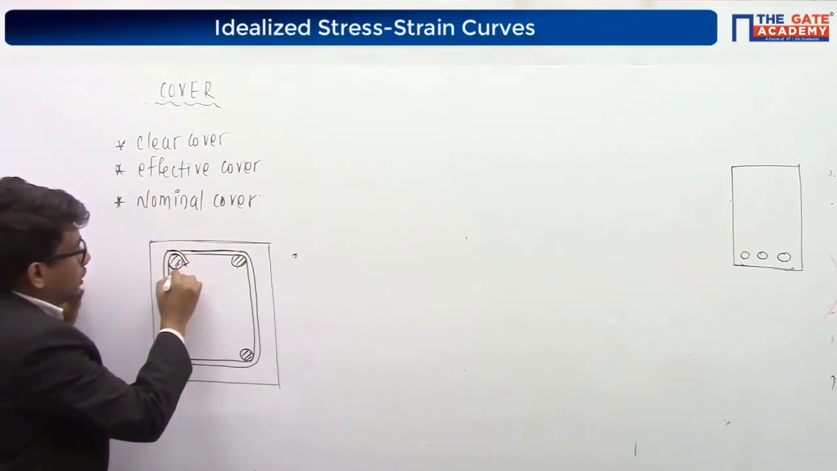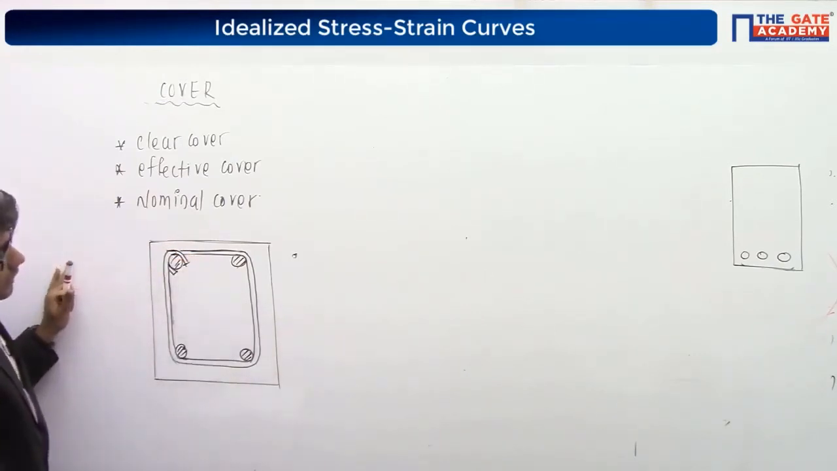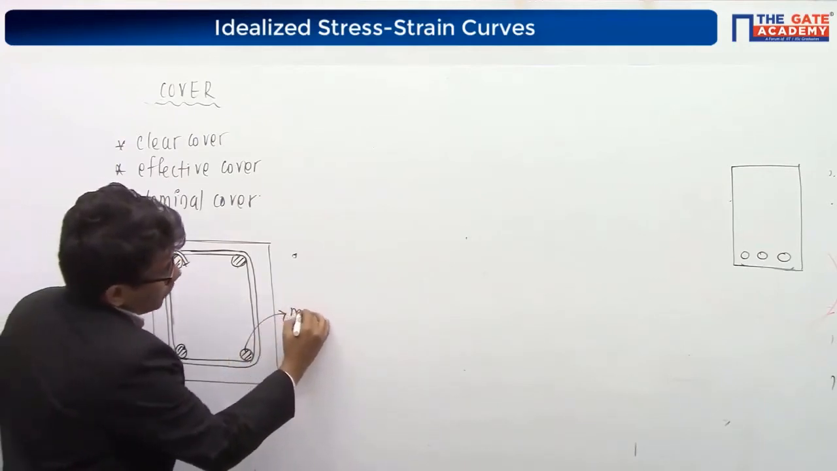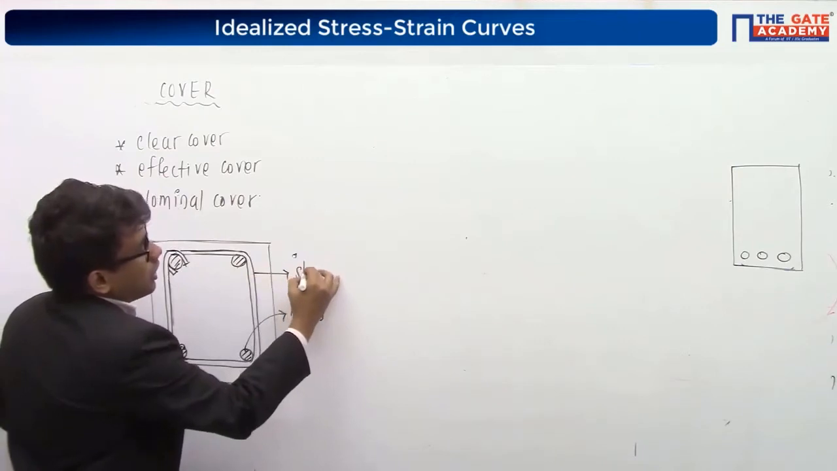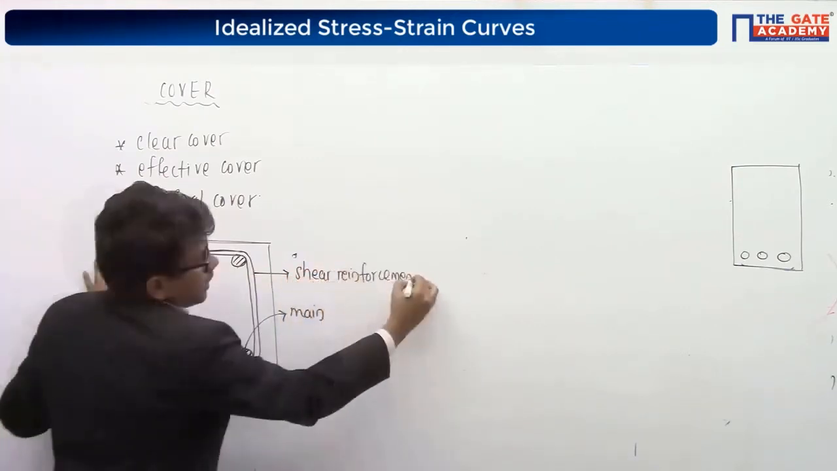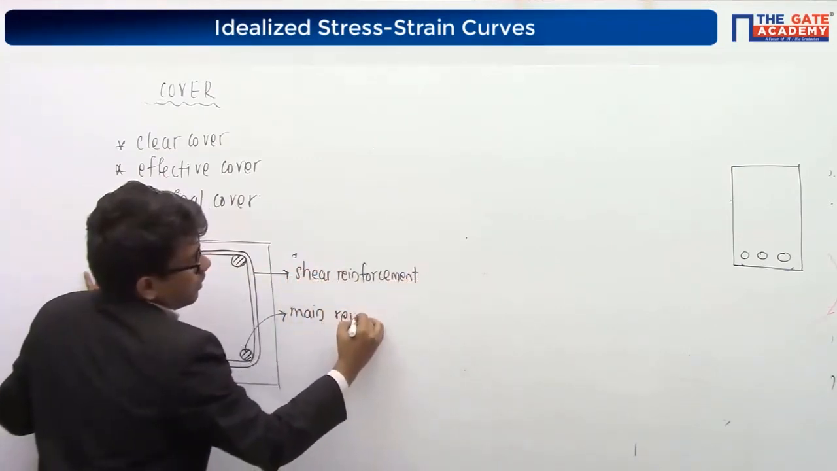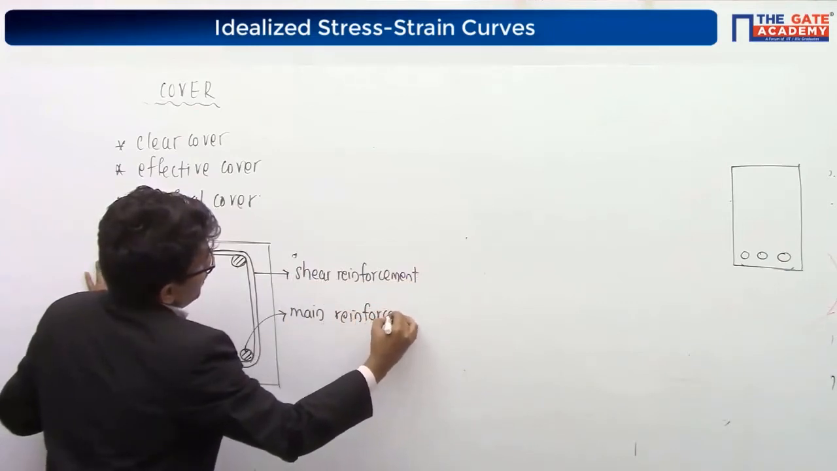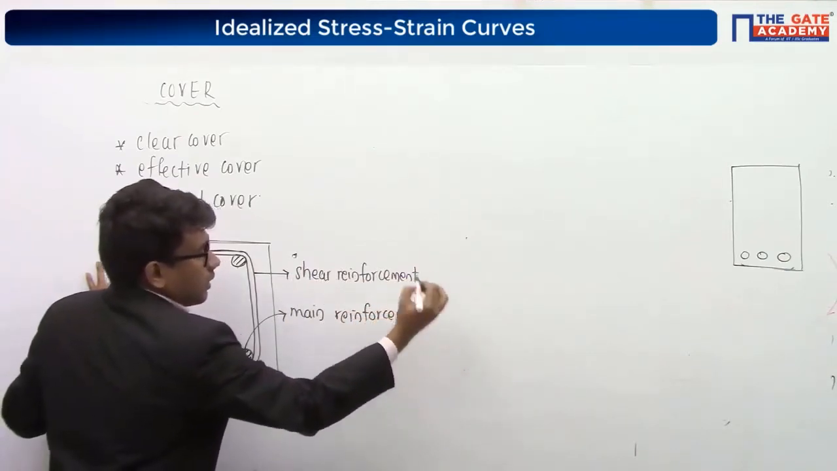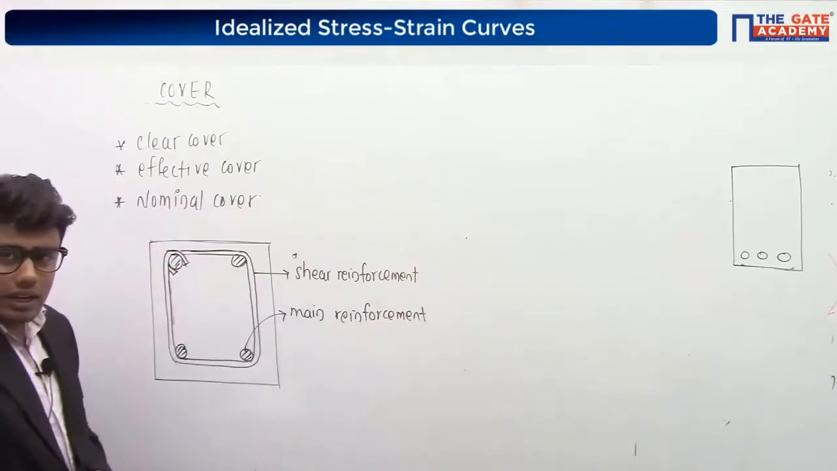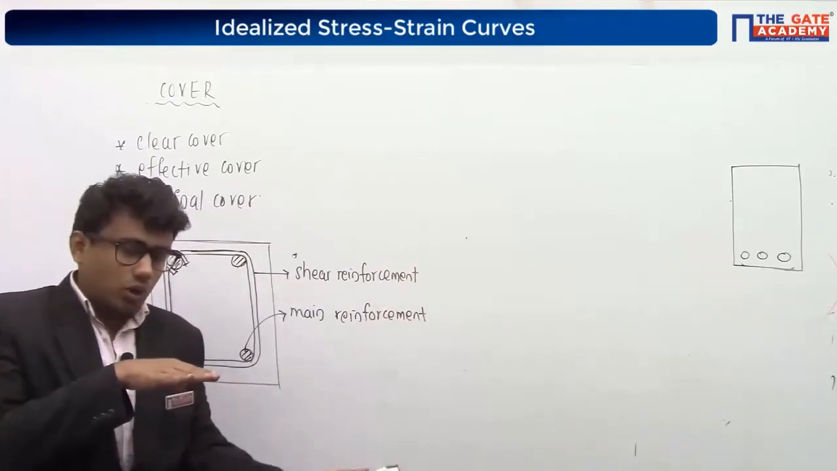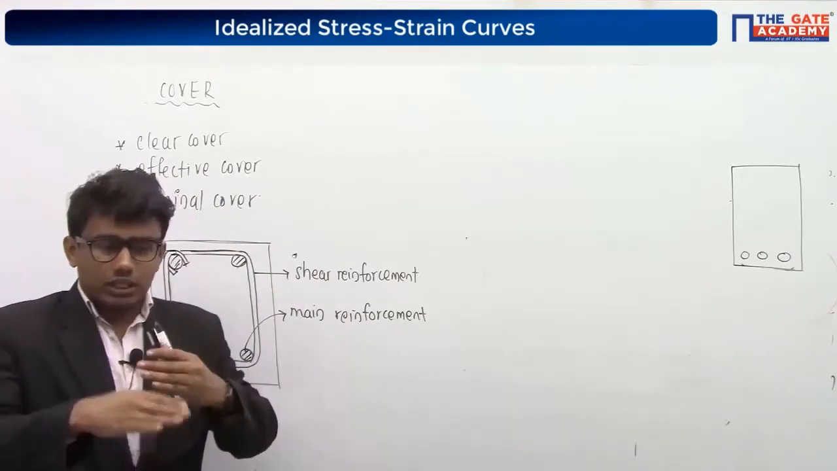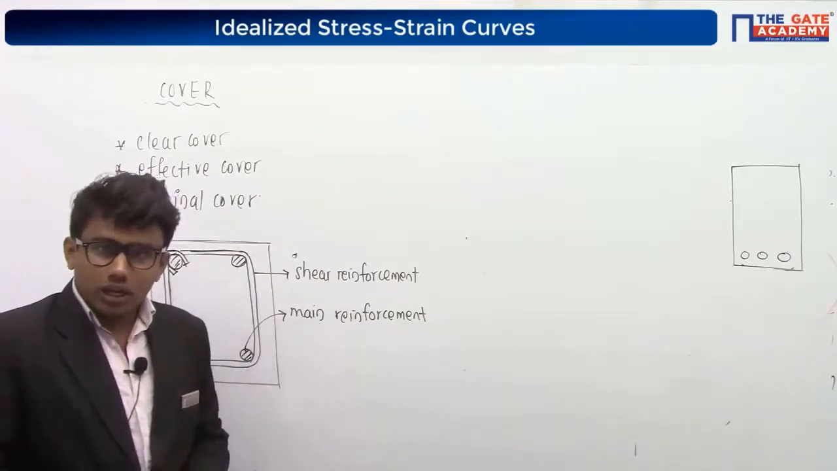We will be providing our shear reinforcement like this. So this is called main reinforcement, and this is called shear reinforcement. Right. So what is cover? I told you, the gap between the reinforcement and the bottom fiber, or the nearest side of the concrete, is called our cover.